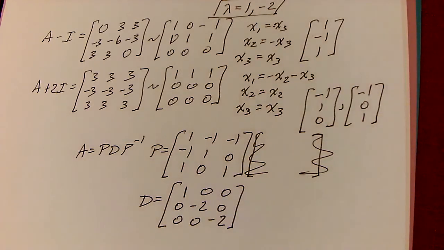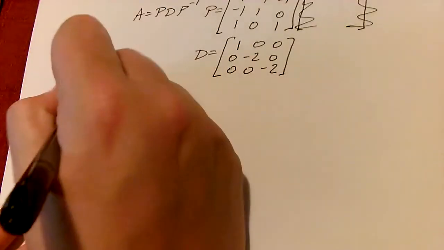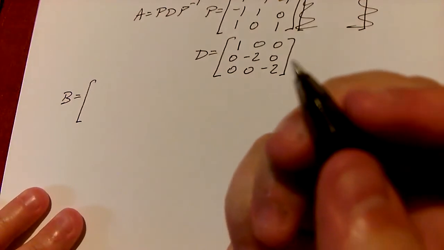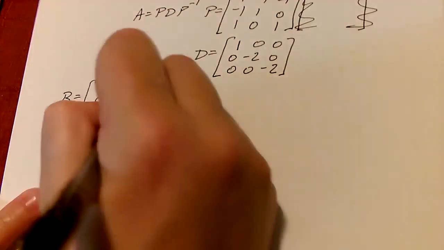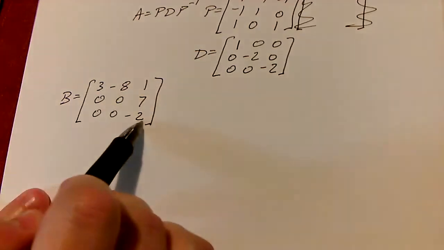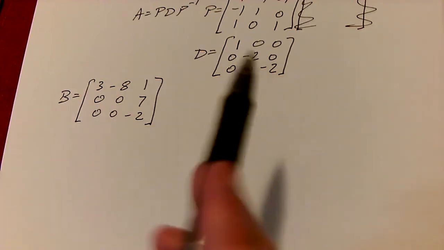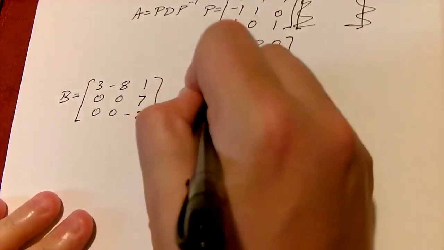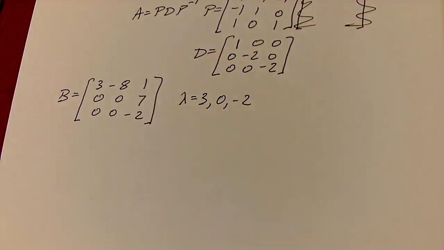Okay. Now we can have easier cases, or maybe it's a triangular matrix. So I'm going to take a matrix B now. A matrix B is 3, negative 8, 1, 0, 0, 7, and 0, 0, negative 2. Okay. So as I look at this, this is a triangular matrix. Okay, clearly triangular. So since it's triangular, I know the eigenvalues right off. It's 3, 0, and negative 2 because they are what are on the diagonal.